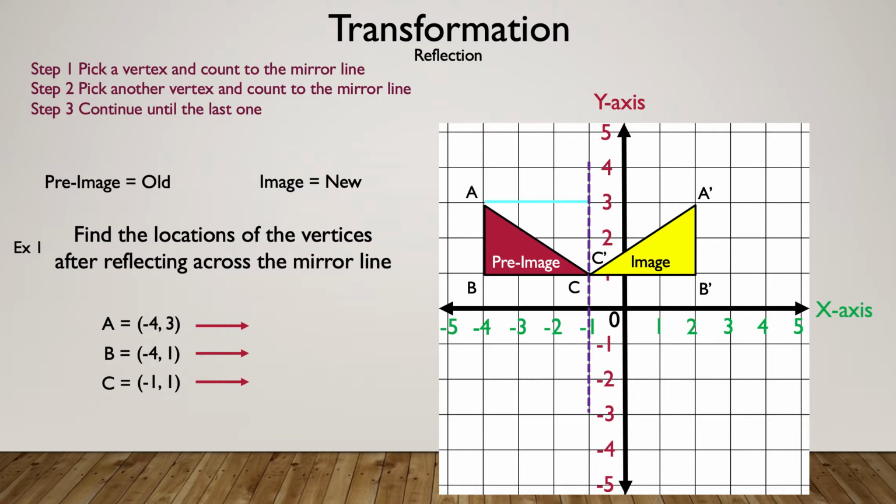So we counted to the mirror line. Now we need to count away the same number. So 1, 2, and 3. So A prime is in the right spot.